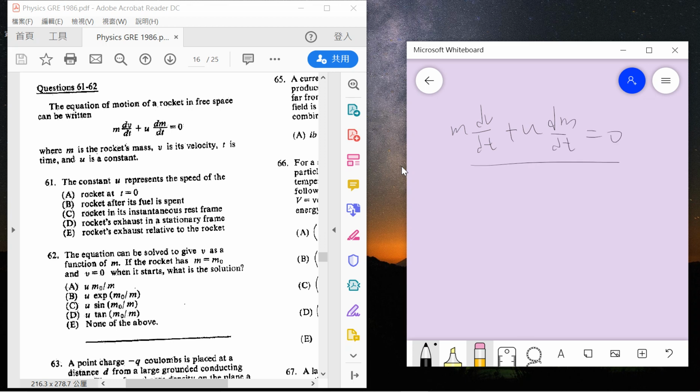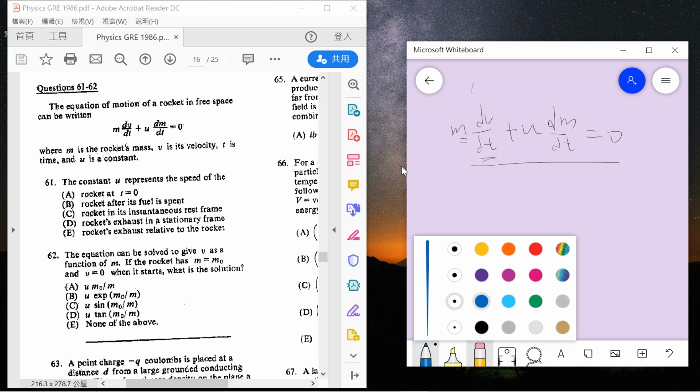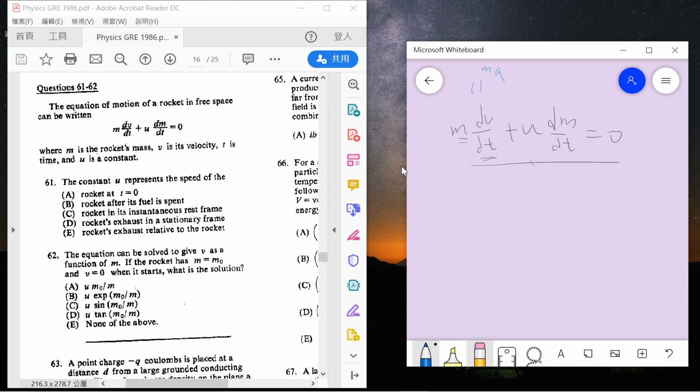Okay, so m is the mass, v is the velocity. Basically, you can view this equation as ma, right? This is ma, so this can be viewed as a force minus a force. So F equals ma.